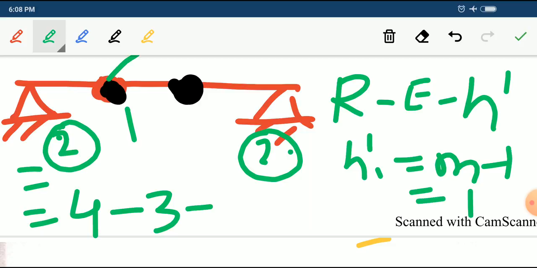For this one there is one addition, for this one more addition, so total will be equal to 2. So what is the answer? 4 minus 3 minus 2, so what is the answer? That is equal to minus 1. Minus 1 is the answer.